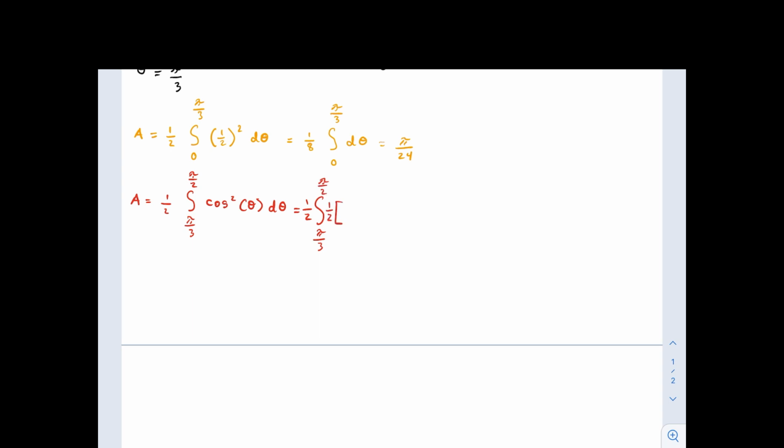1/2 times 1 plus cosine 2 theta, d theta. And I'm again going to apply a constant, leaving us with 1/4 the integral from pi over 3 to pi over 4 of 1 plus cosine 2 theta d theta.